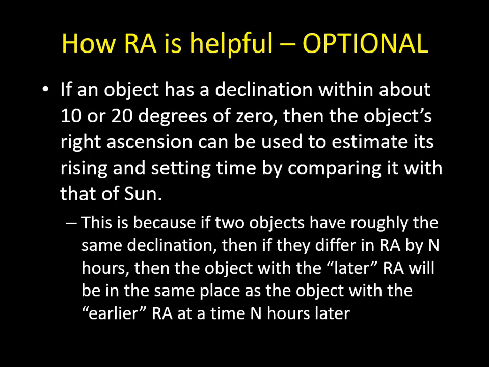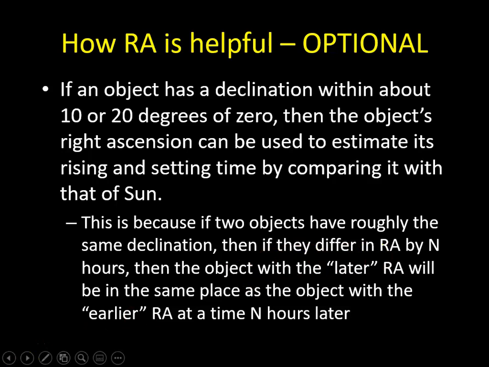Now, how is this helpful? One way to think about it is that if you have a star within 10 or 20 degrees of 0 declination, then you can figure out approximately that star's rising and setting time by knowing what our sun's right ascension is at that particular point of year. Because the whole point about right ascension is that if two stars having the same declination differ in right ascension by n hours, then the object with the later right ascension will be in the same place as the object with the earlier right ascension at a time n hours later. So that's how you can use that.